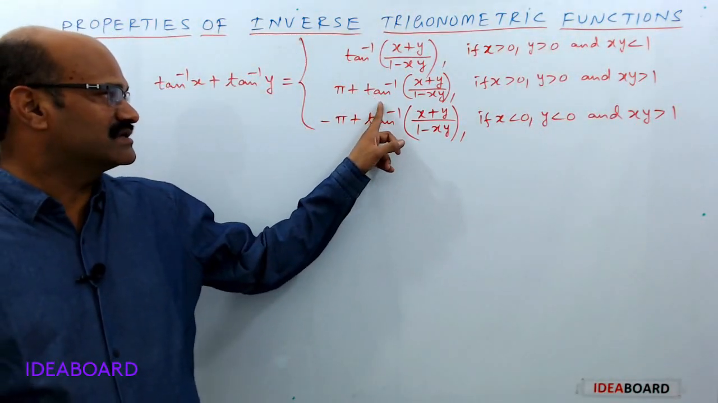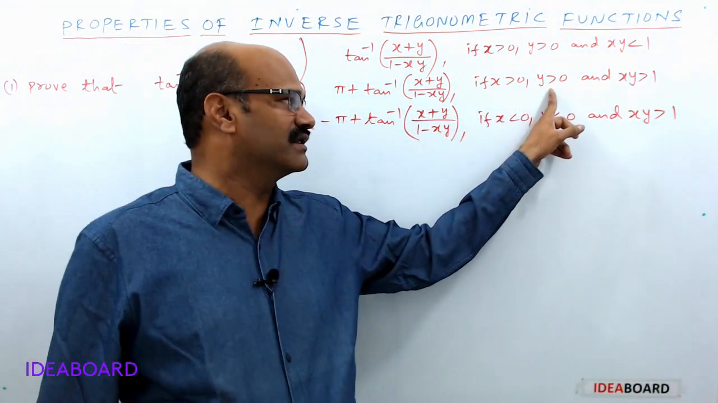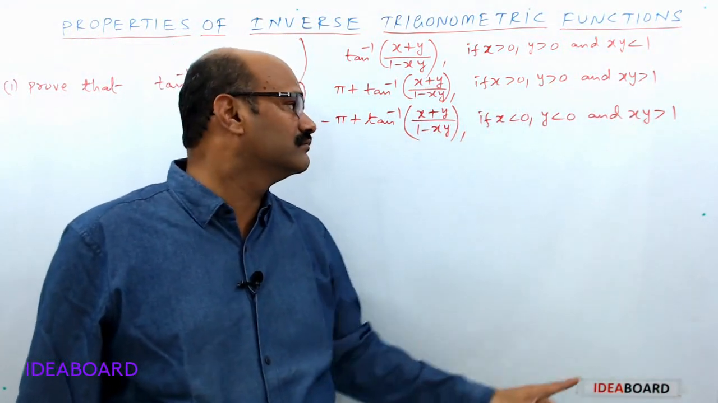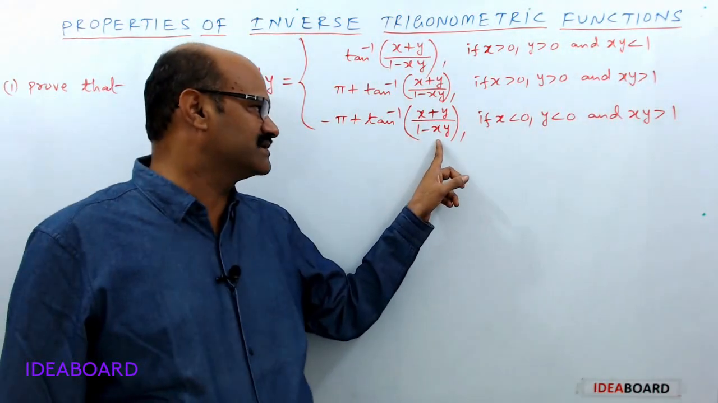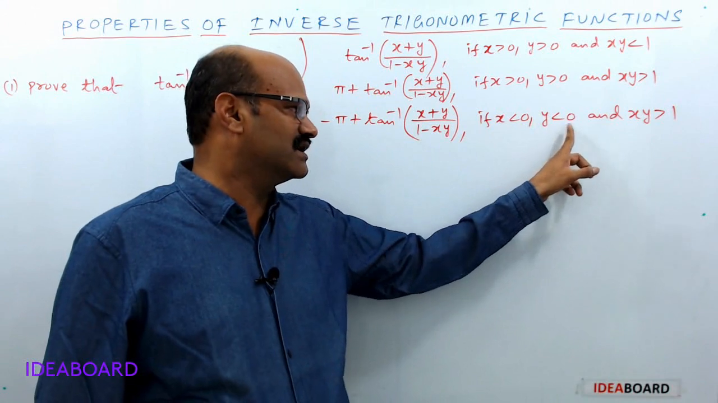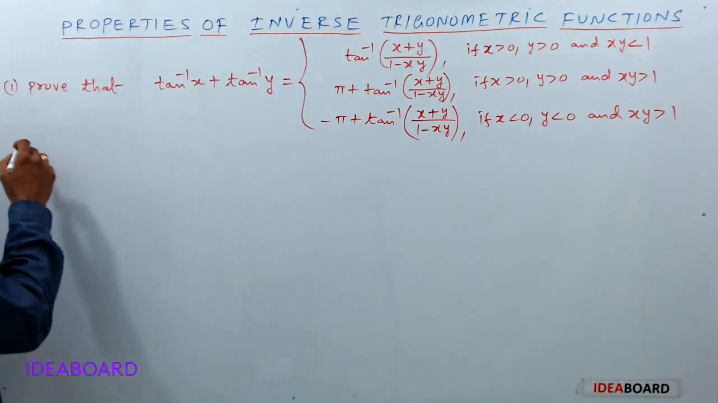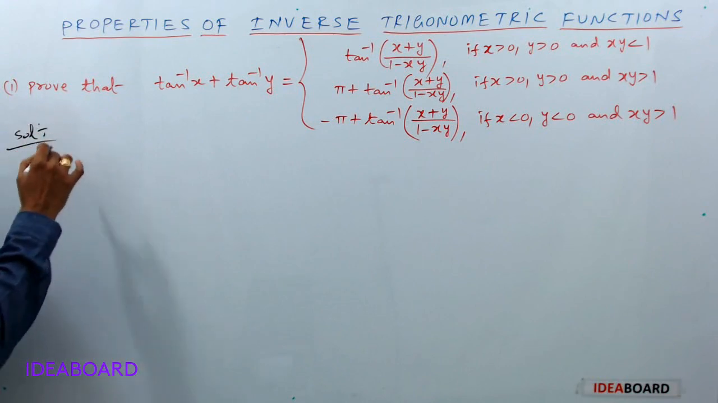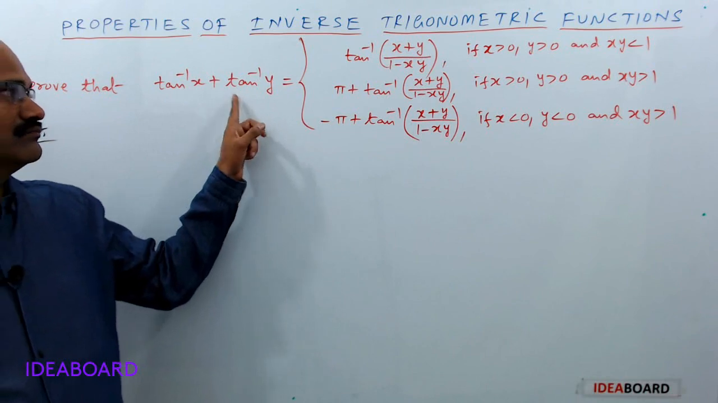Pi plus tan inverse of (x plus y) by (1 minus xy) if x greater than 0, y greater than 0 and xy greater than 1. Minus pi plus tan inverse of (x plus y) by (1 minus xy) if x less than 0, y less than 0 and xy greater than 1. Here, I prove the first one now.